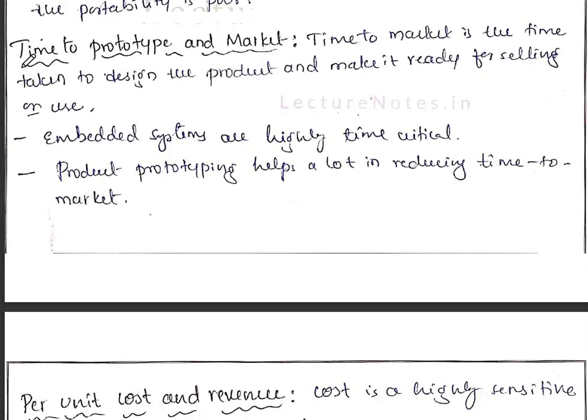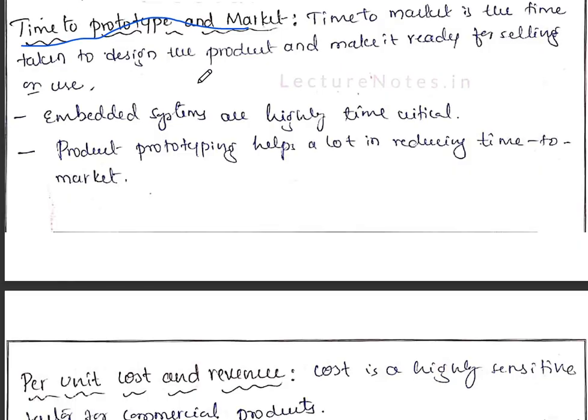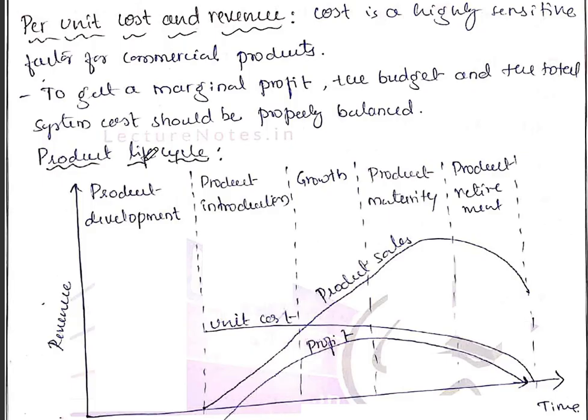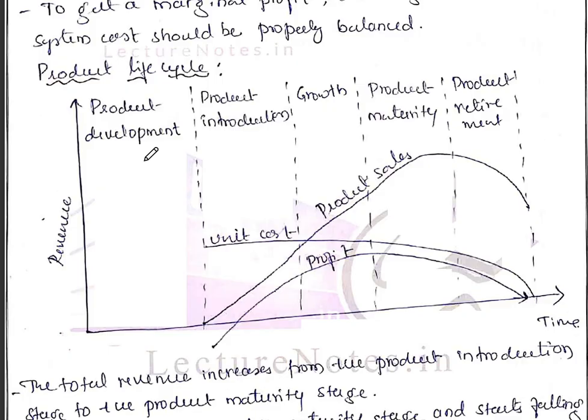And the next one is time to prototype and market. Time to market is the time taken by a design or a product to make it ready for selling or use. Next is per unit cost and revenue. Cost is a highly sensitive factor for commercial products, and to get a marginal profit, the budget and the total system cost should be properly balanced.